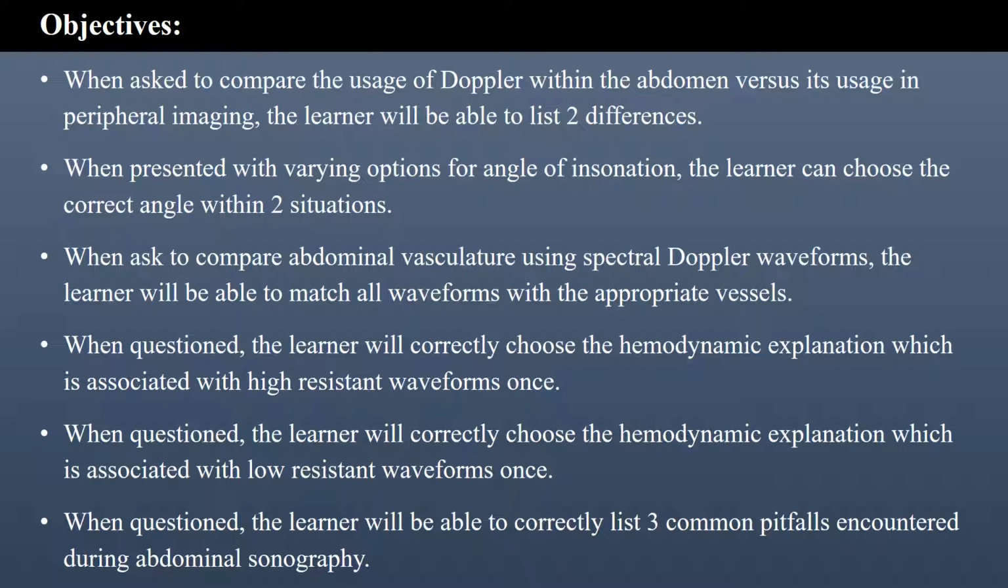Okay, let's look at all the things that you're going to be able to do when you finish this tutorial. You are going to be able to list two differences in the usage of Doppler within the abdomen versus its usage in peripheral imaging. You're going to be able to choose the correct angle of inclination when you're given separate situations. You will be able to match all the waveforms in the abdominal vasculature with the appropriate vessels. You will be able to correctly choose the hemodynamic explanation that's associated with high resistance and low resistance waveforms. And you will be able to list at least 3 common pitfalls encountered during abdominal sonography.